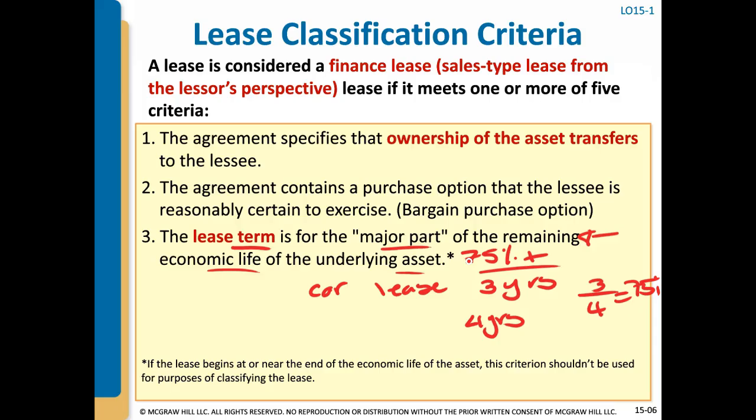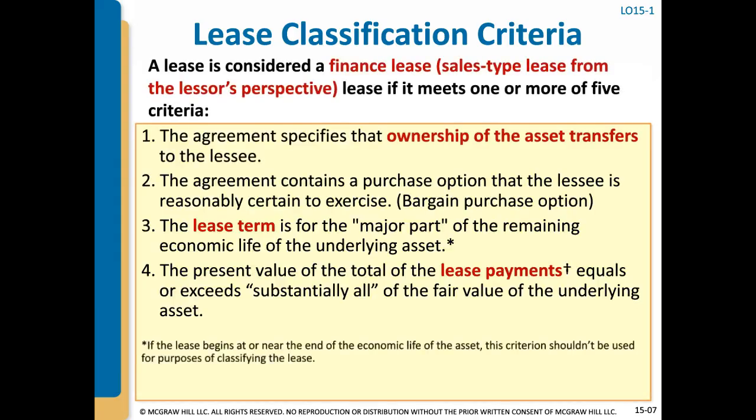Anything higher than 75% would be considered that the lease term is for the major part of the remaining economic life. Now, what if the lease term was 3 years, but the remaining economic life of the car is 5 years? Then I take 3 divided by 5, and that equals 60%. That does not meet my 75% threshold, and therefore it would not be categorized as a finance lease under option number 3. If it meets option 1, 2, 4, or 5, then it could still be considered to be a finance lease.